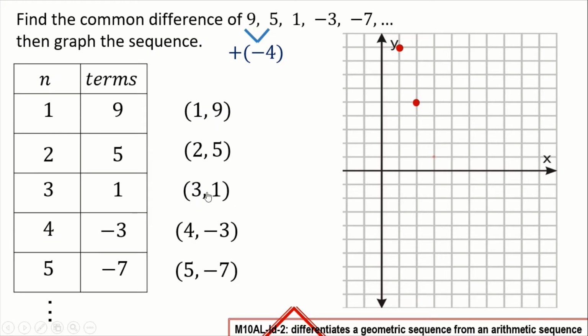Then, 3, 1. So, ang x ay positive 3, 1, 2, 3. At ang y niya ay positive 1. So, dito. Then, next is 4, -3. Positive 4 ang x. 1, 2, 3, 4. -3 ang y. 1, 2, 3. Then, next, we have 5, -7. 1, 2, 3, 4, 5 ang x. -7 ay ang y niya. 1, 2, 3, 4, 5, 6, 7.